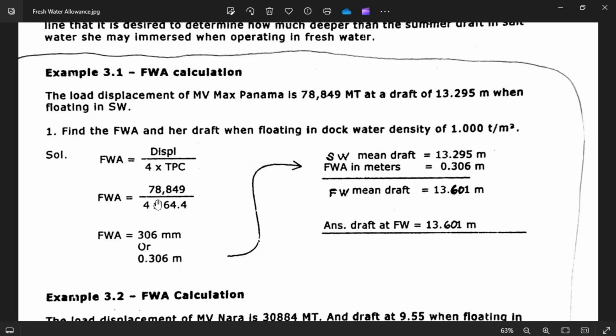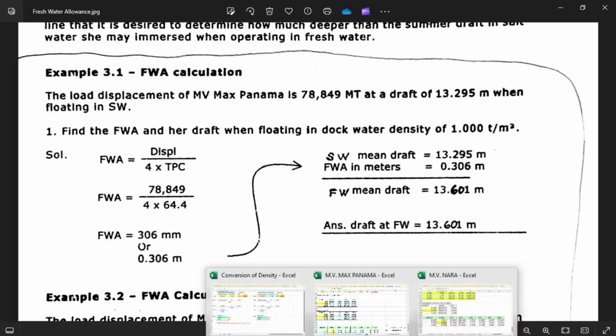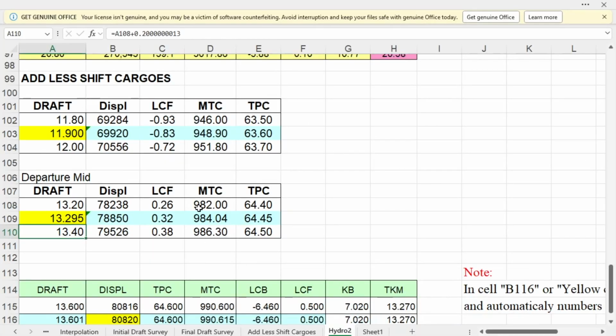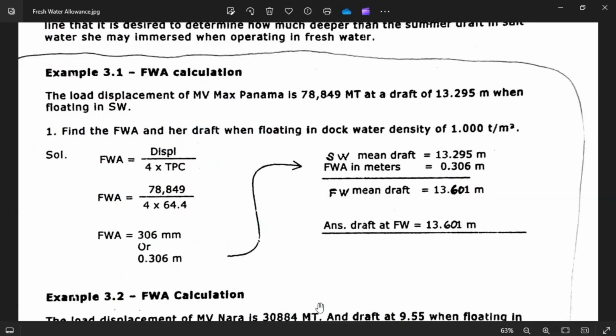Then you divide it by 4 times TPC. What is the TPC at 13.295? The TPC is 64.45, or 6.4. Okay. So the result, your freshwater allowance, should be 0.306 meters.